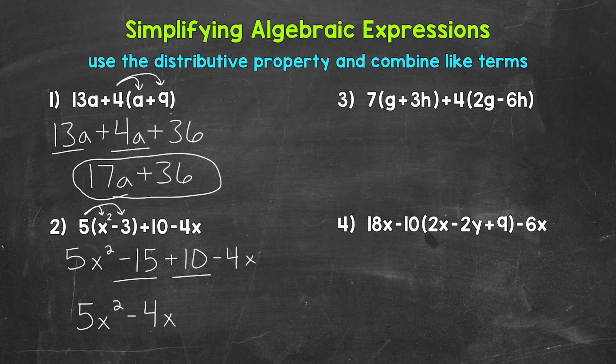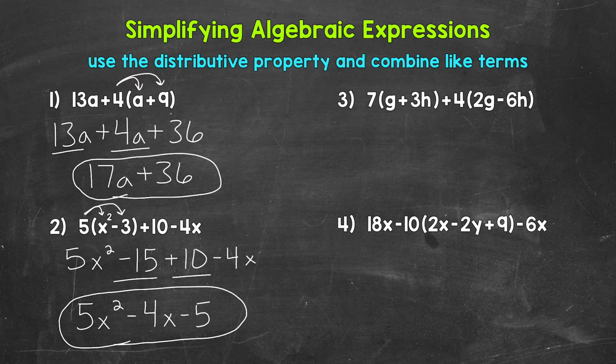So we have negative 15 plus 10, or negative 15 combined with positive 10. That gives us negative 5, so minus 5. And this is our final simplified expression. 5x squared minus 4x minus 5.